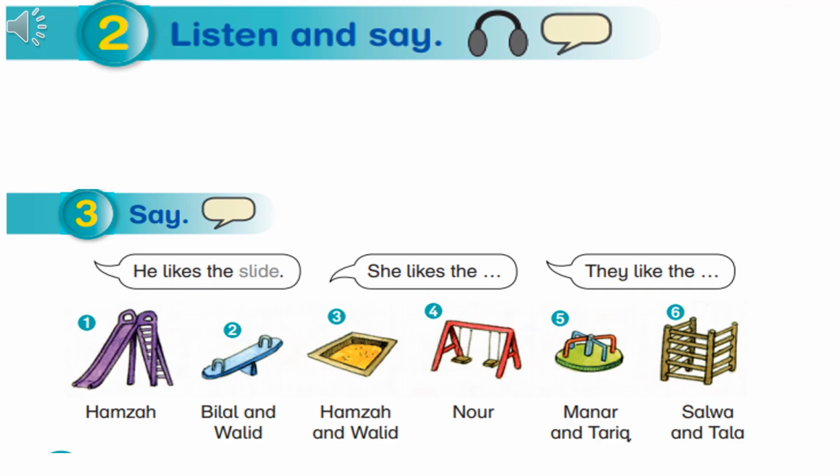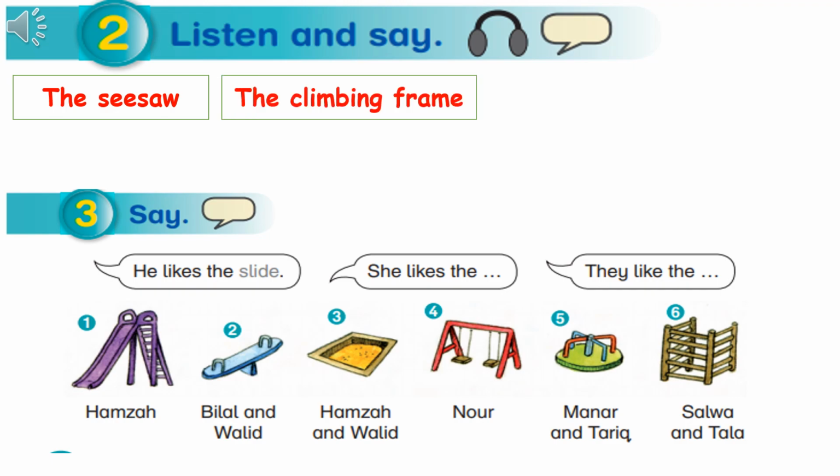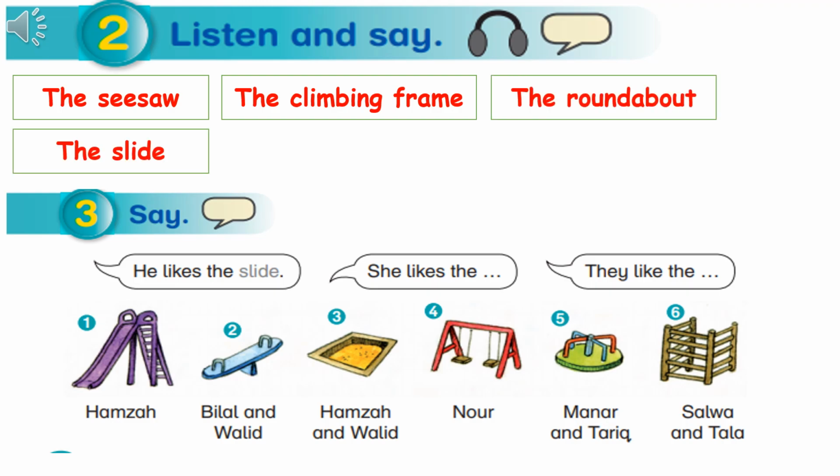Listen and say. The seesaw. The climbing frame. The roundabout. The slide. The sandpit. The swings.